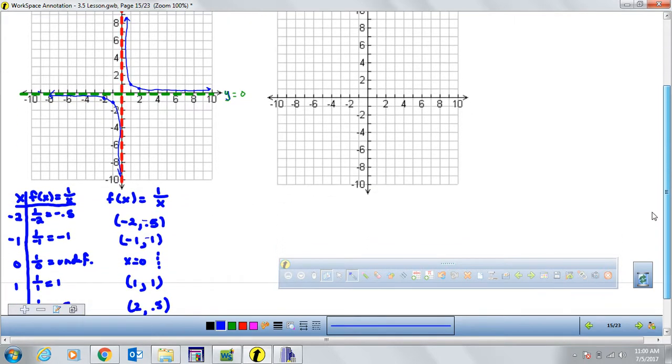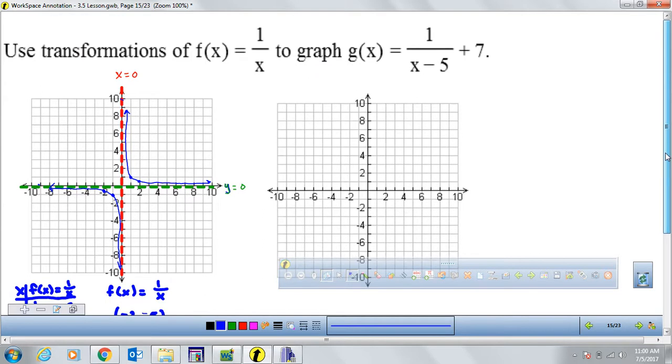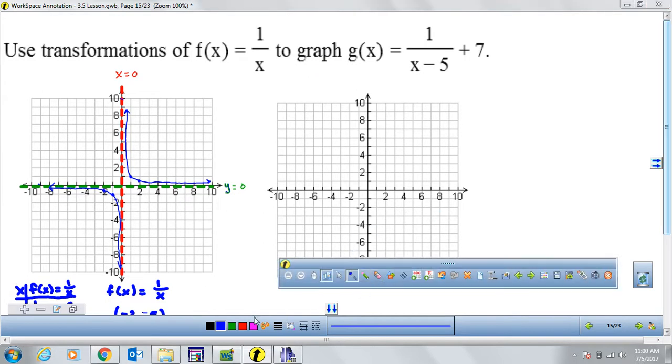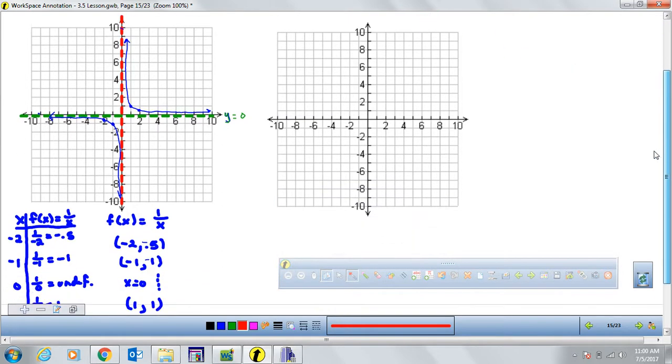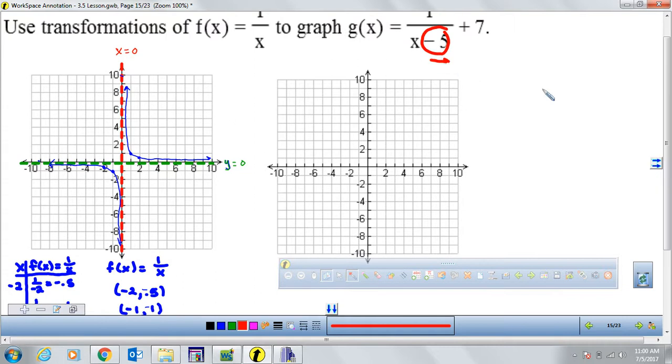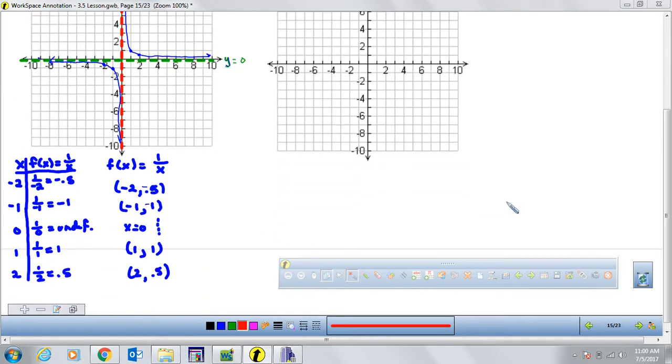Now we're going to use transformations to sketch the graph of g of x. Now let's remember from the transformations section, what is it that this number right here, the -5, is going to do to the function? That one is going to shift it to the right 5 units. Remember that the horizontal shift is always going to be first. So the first thing I'm going to do is the x minus 5.